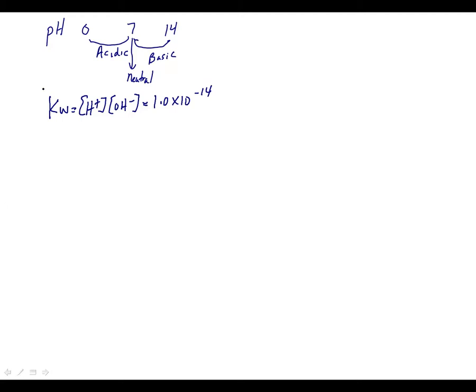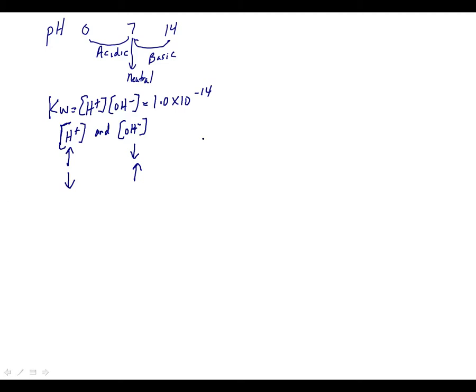So the relationship between H plus and OH minus is that as one goes up, the other goes down. So as H plus goes up, the OH minus concentration will go down. As the OH minus concentration goes up, the H plus concentration will go down. That is the relationship. As one goes up, the other goes down. And if they are equal to each other, then it would be a neutral solution.